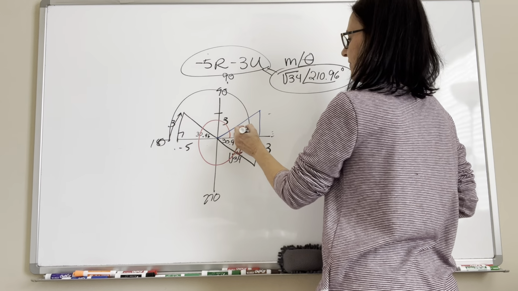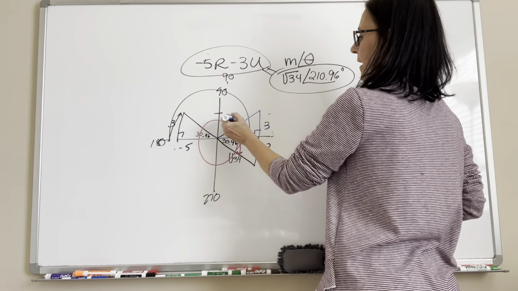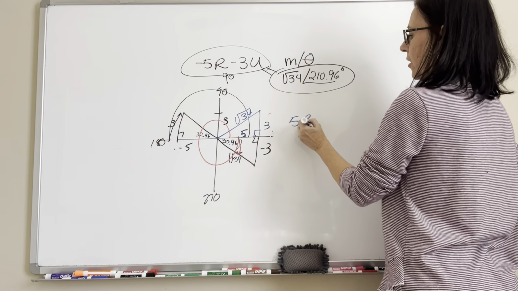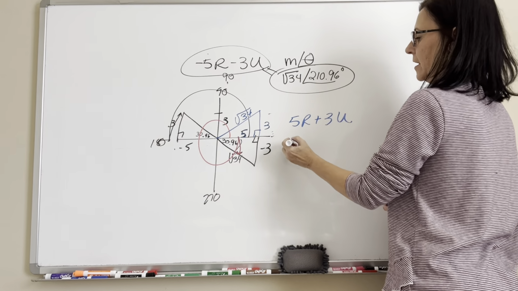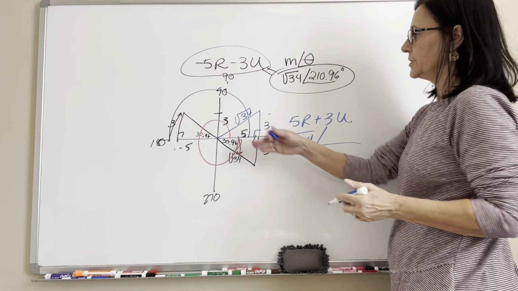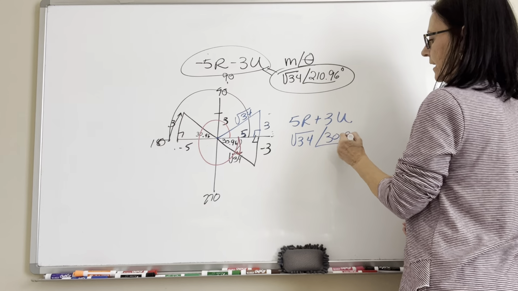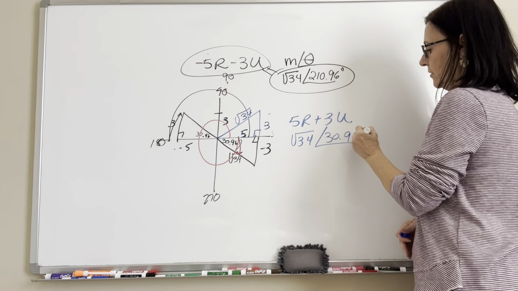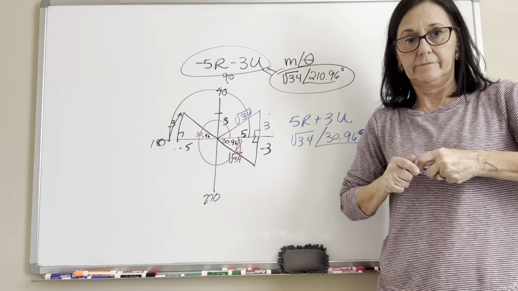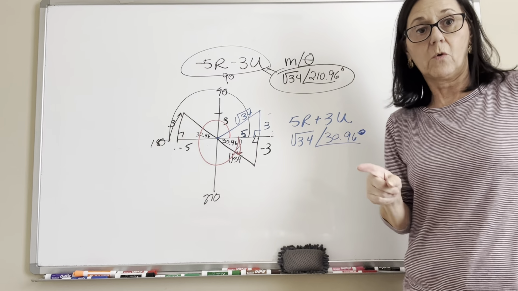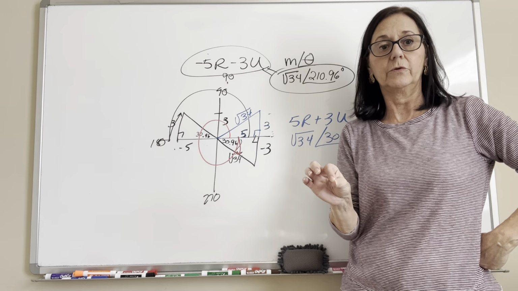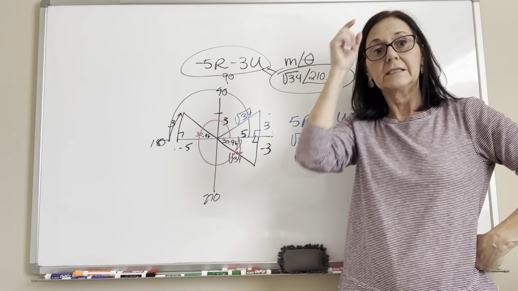Okay, if it would have been in the first quadrant, that's the easiest. So here we have 5, here we have 3. The magnitude would have still been the square root of 34. So it's 5R plus 3U. The angle would have just been 30.96. It's whatever you get when you do the inverse tan. All right, so got it. First quadrant, the angle doesn't change. You use what you get when you do the inverse tan.